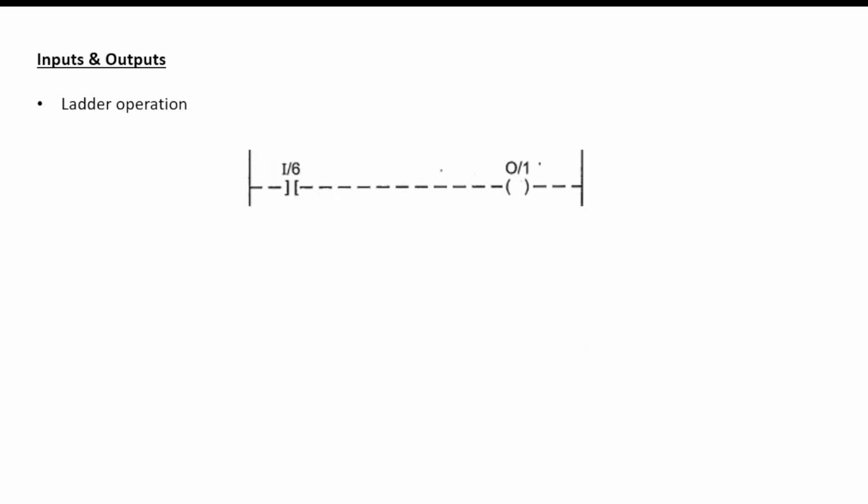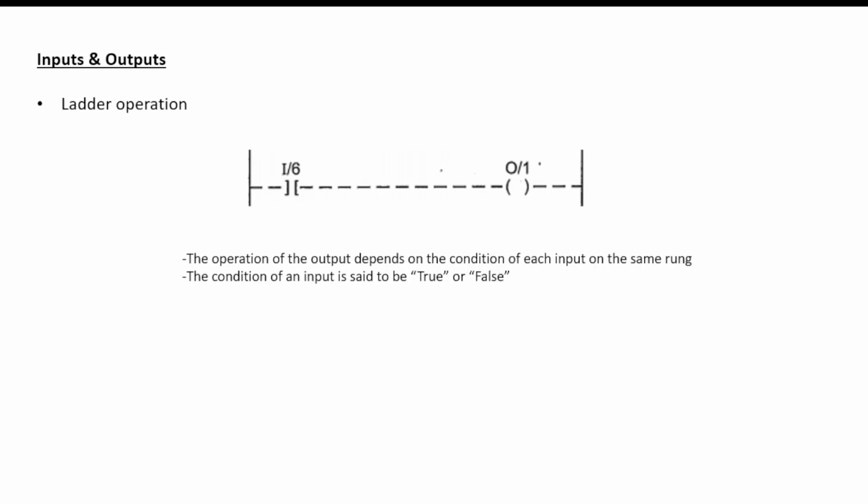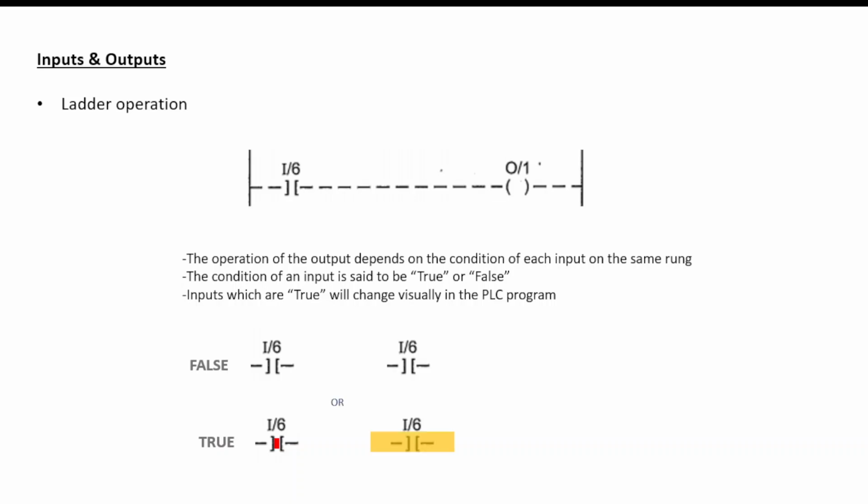Now, ladder operation is important to understand. The operation of the output depends on the condition of each input on the same rung. The condition of an input is said to be true or false. Inputs which are true will change visually in the PLC program. And so you'll see that in a number of different ways. It might be with just a red box, or maybe it's going to be overlapped with a sort of a transparent yellow, or maybe the lines on either side will light up. It really does depend on the program that you're using.